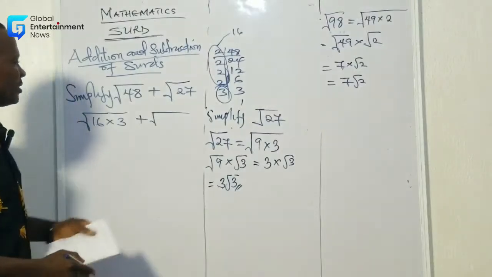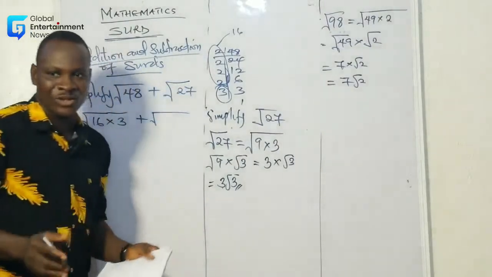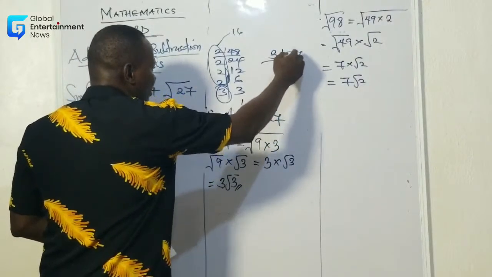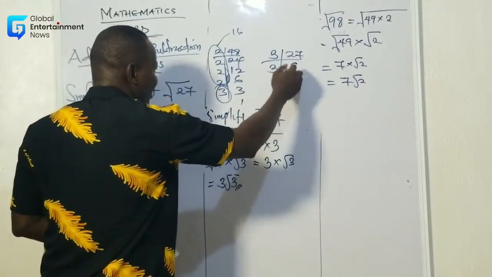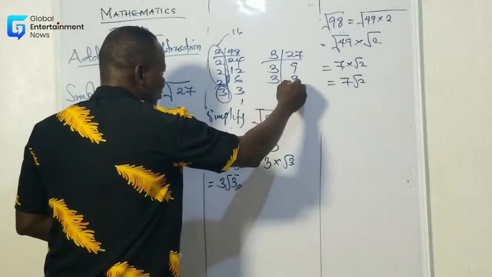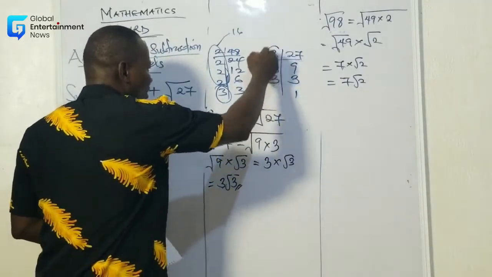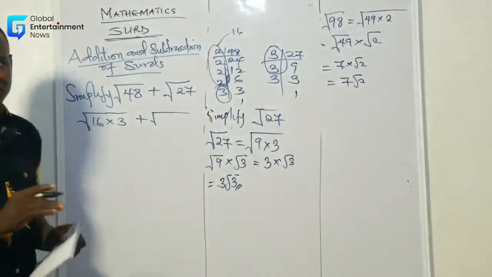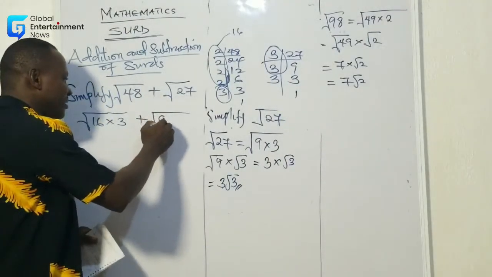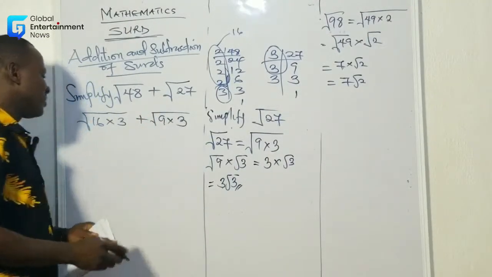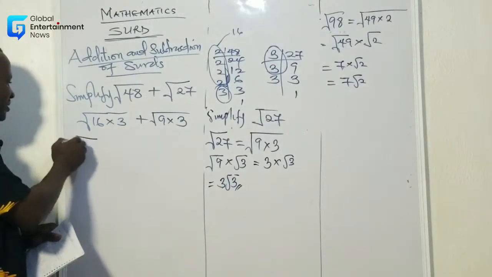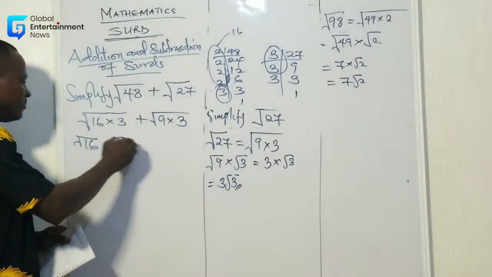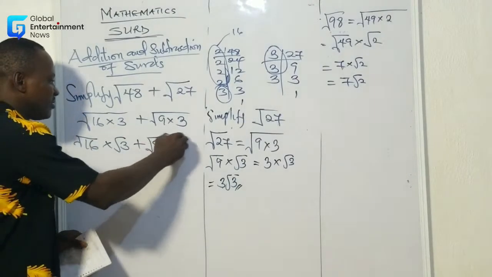Plus, let's find root 27. If you break 27 down to the simplest irrational number, what are you going to get? 27, 3 can go, 3 here is 9. 3 can go again, 3 here is 3. 3 can go again, 1. That means we have 3 times 3, which is 9, and we have this number which cannot be broken again. So we have 9 times 3. This is the same thing as root 16 times root 3 plus root 9 times root 3.